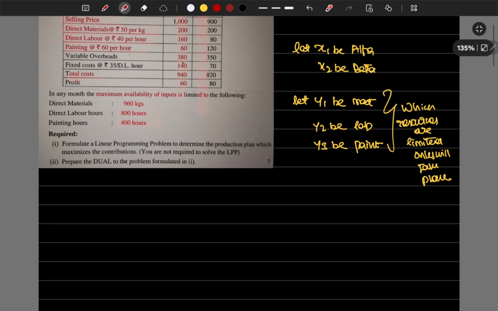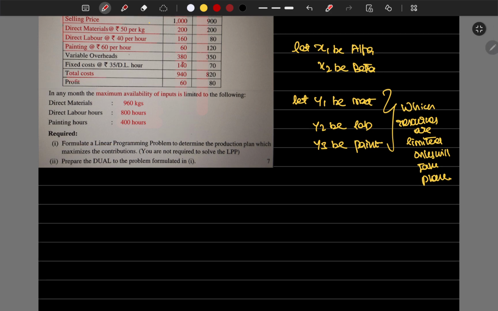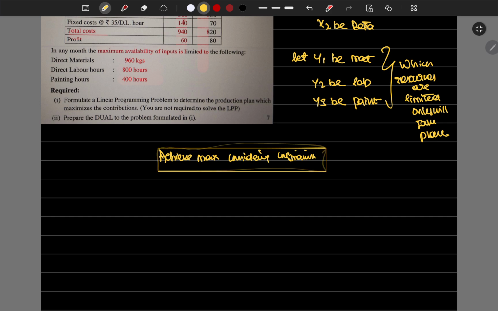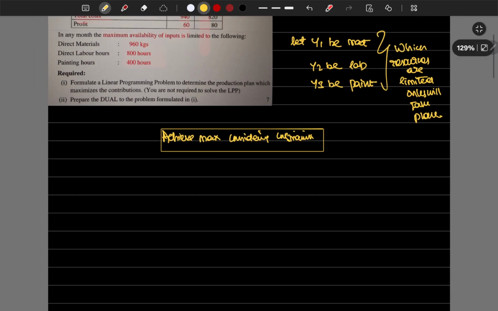They have asked us to formulate the LPP model, with these things as constraints, maximizing the contribution the company can get. So LPP is just how much maximum we can achieve while considering the constraints. Okay, how can we do it?